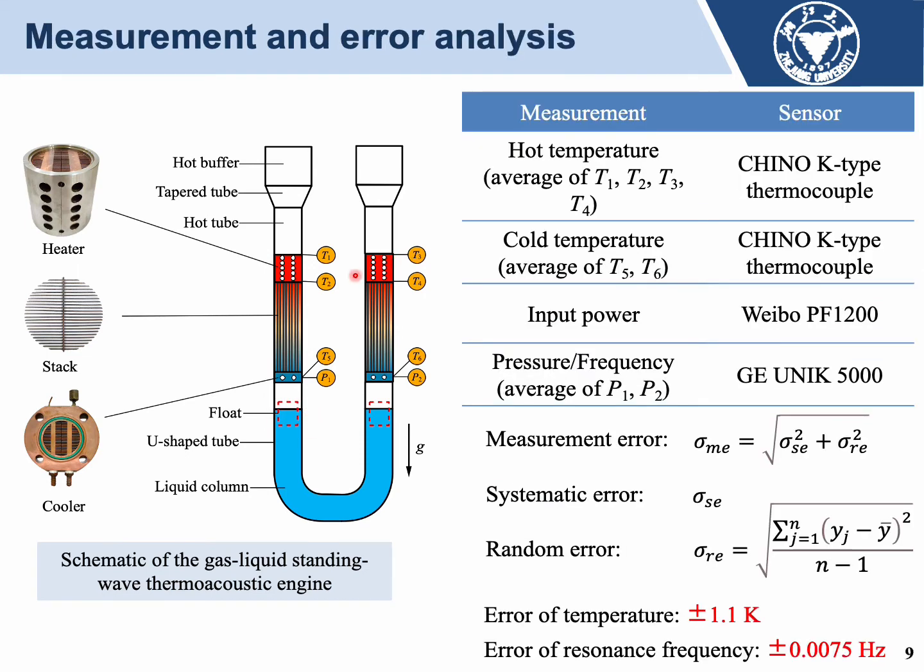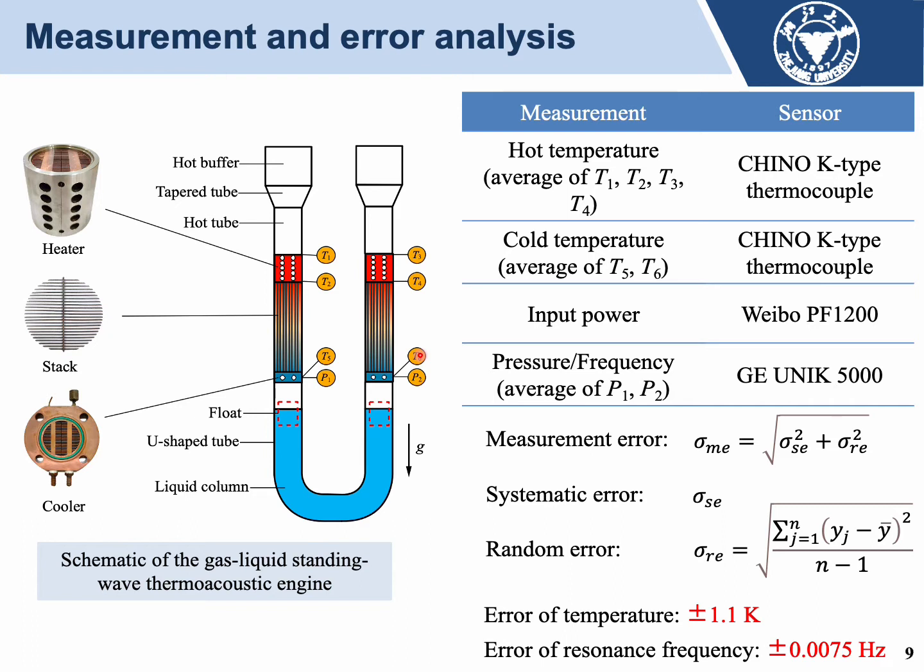3 Chino K-type thermocouples are employed to measure the temperatures of heater and cooler, where 2 thermocouples are separately installed at the top and bottom of the heater, and another one is installed at the cooler. The average of T1, T2, T3, and T4 is regarded as the hot temperature, and the average of T5 and T6 is regarded as the cold temperature.